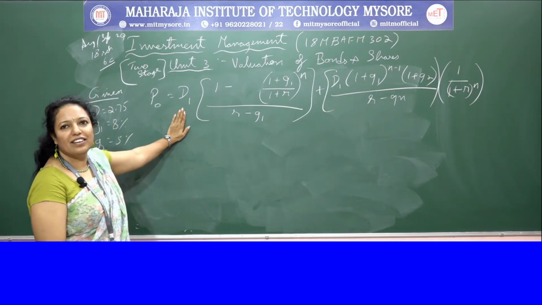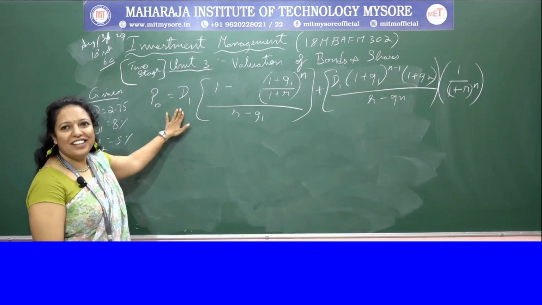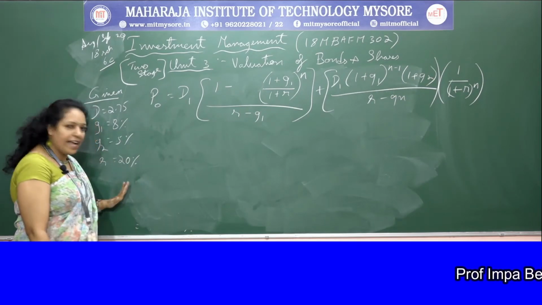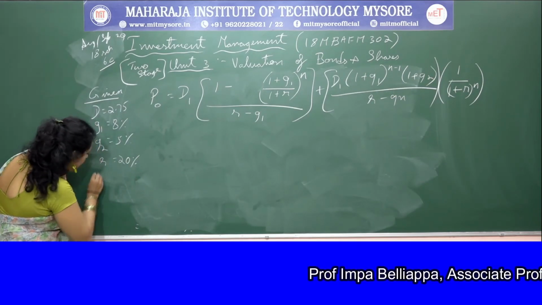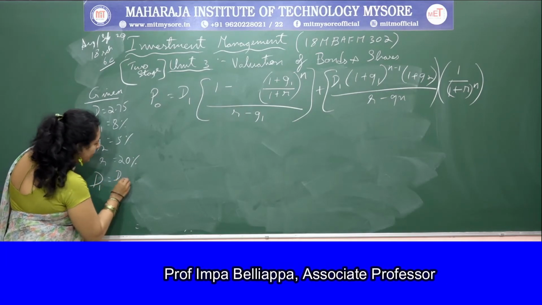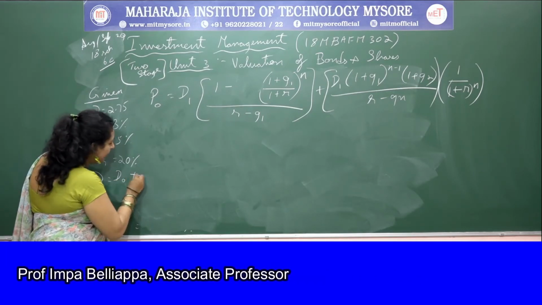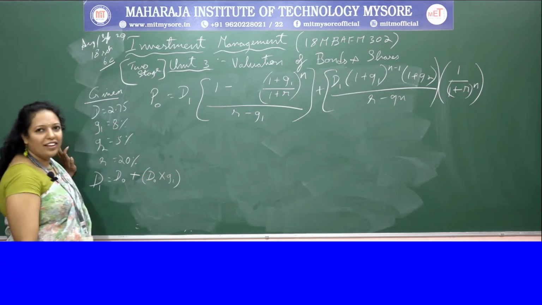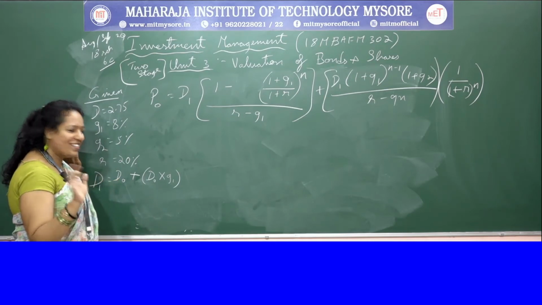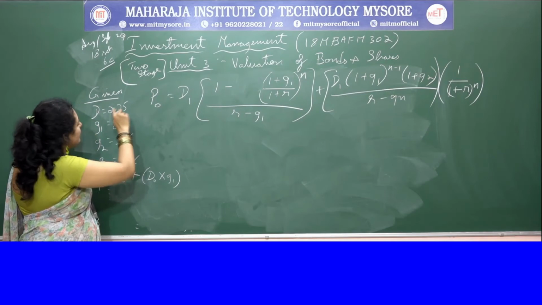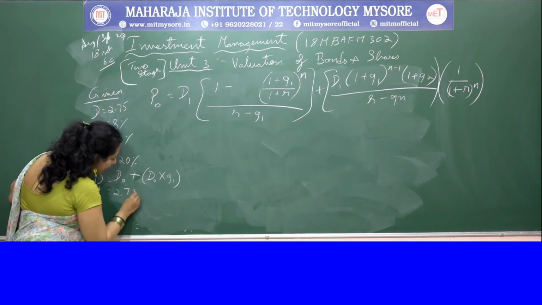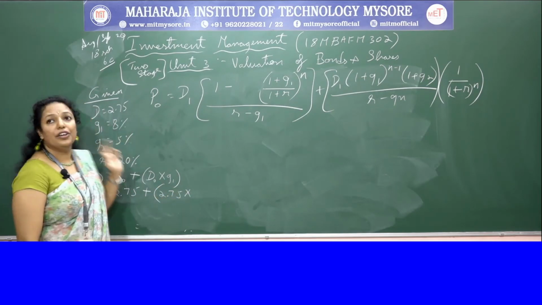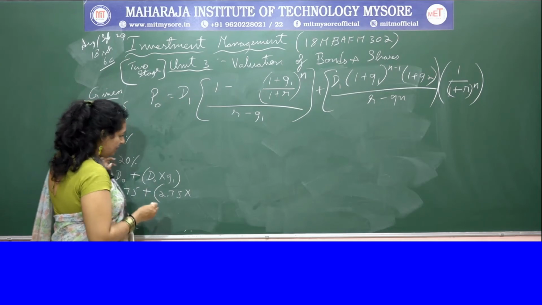To start with, here D0 is 2.75. What is D1? Here we have to calculate D1. In order to calculate D1, I'll just calculate it here. Hopefully you can see it. D1 is equal to D0 plus D0 into G1. The formula might look complex, but it's easy. So D0 is 2.75 plus 2.75 into your growth rate, which is 8%.